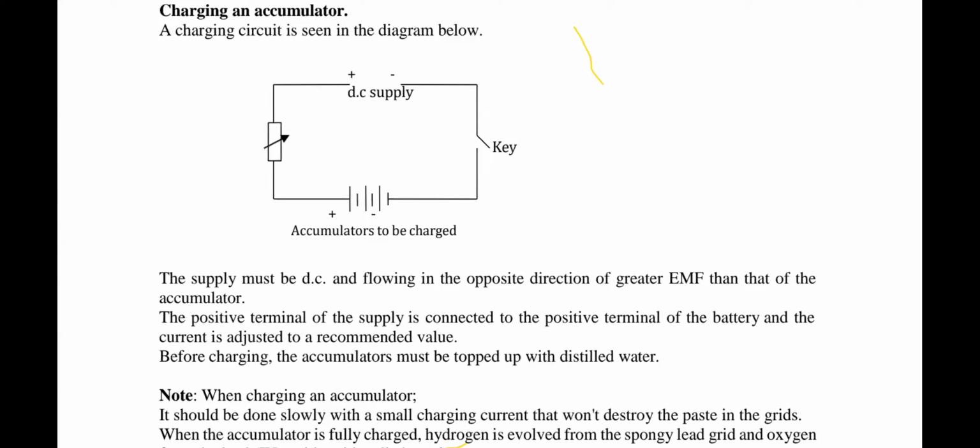Okay, thank you, sir. I was just confused about connecting the positive terminal of the direct current to the positive terminal of the accumulator, but I've got it. Okay, thank you so much. Thank you.